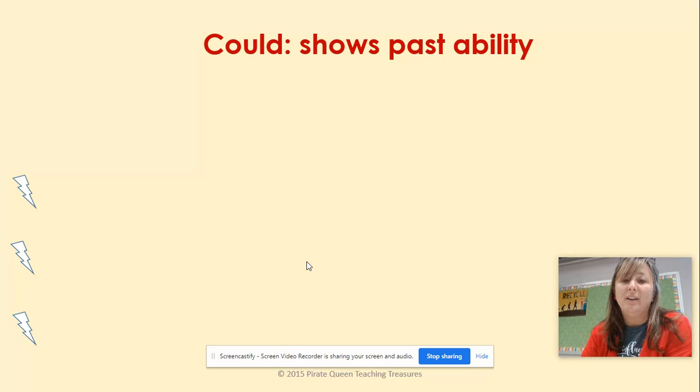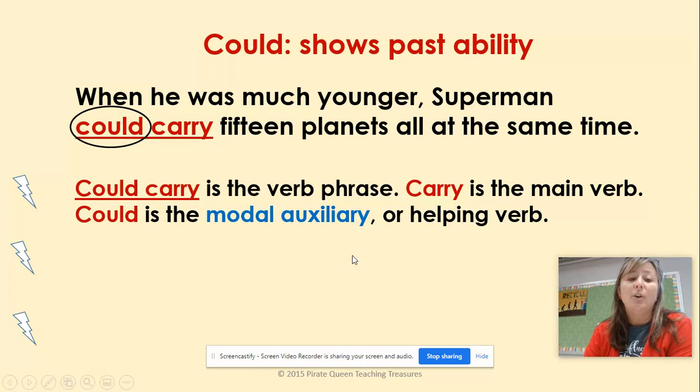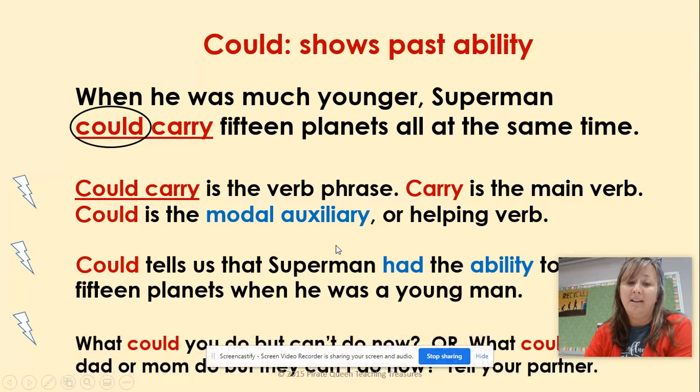Next one is could. Could shows past ability, which means you've already done something. When he was much younger, Superman could carry 15 planets all at the same time. Could is your modal auxiliary. Could carry is the verb phrase. Carry is the main verb. Could is the modal auxiliary. Could tells us that Superman had the ability to lift 15 planets when he was a young man.